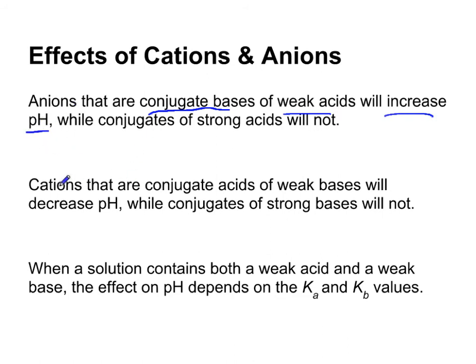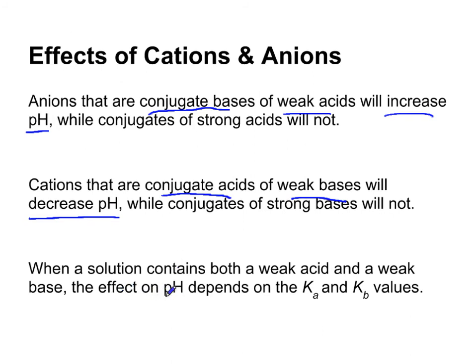Now this next point is basically the same, except it's talking about conjugate acids. So cations that are conjugate acids of weak bases will decrease the pH, while conjugates of strong bases will not. So a strong base is going to have a very, very weak conjugate acid, not going to affect the pH at all. But a conjugate acid of a weak base is going to decrease the pH, make it slightly more acidic. So a conjugate base of a weak acid will slightly increase the pH. A conjugate acid of a weak base will slightly decrease the pH, making it slightly more acidic.